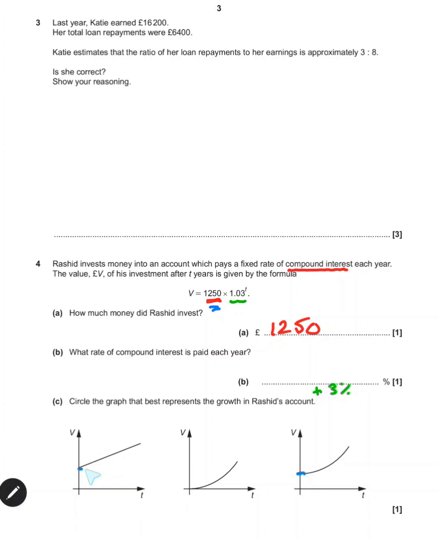This graph is representing Rashid's money going up by the same amount each year. If you imagine these little triangles as 1 year going by, his money is going up by the same amount each time. That doesn't happen with compound interest. As you earn more money, the increase gets faster and faster and faster. So in Rashid's, that is the best representation.